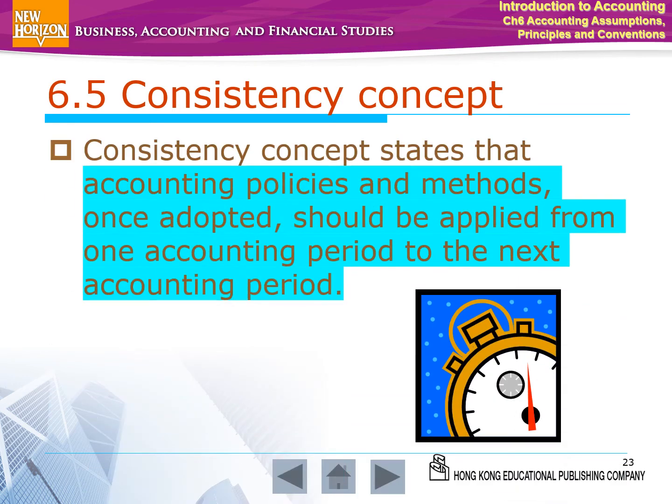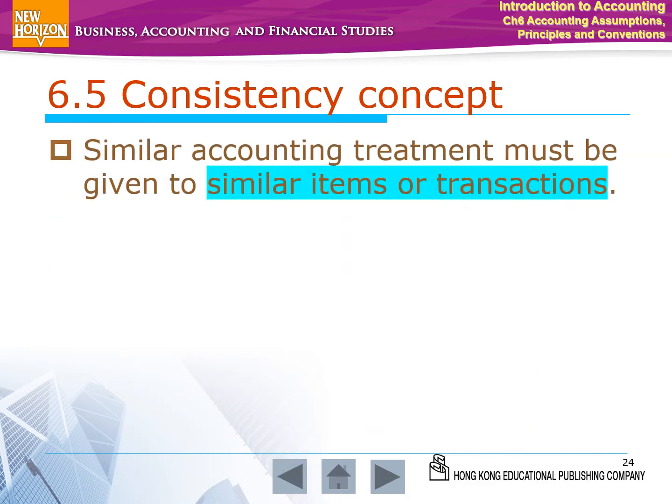Next one is called the consistency concept. Consistency means using the same from one period to the next period. Look at the definition. The consistency concept states that the accounting policies and methods, once adopted, are to be applied from one accounting period to the next accounting period. That means we should not change the accounting policies or methods we have chosen. We should use consistency when using the accounting policies or methods for similar items or similar transactions.